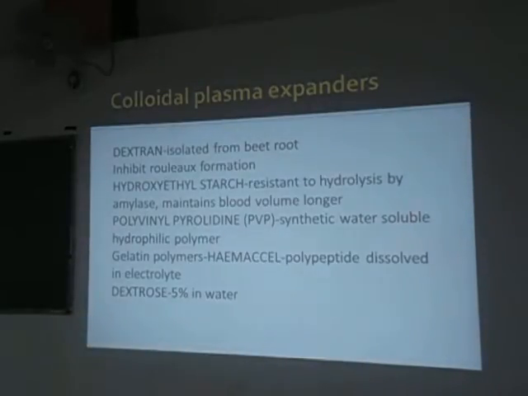Dextran, isolated from beetroot, inhibits rouleaux formation, that is the RBCs coming together. Then we have hydroxyethyl starch, which is resistant to hydrolysis and can maintain the blood volume for longer. Polyvinylpyrrolidone is a synthetic water soluble hydrophilic polymer. Then we have Haemaccel, a polypeptide with dissolved electrolytes, and then dextrose. Normal saline, Ringer lactate, DNS, most of these are crystalloids. These will be the colloids. These will be helpful in hypovolemic shock.